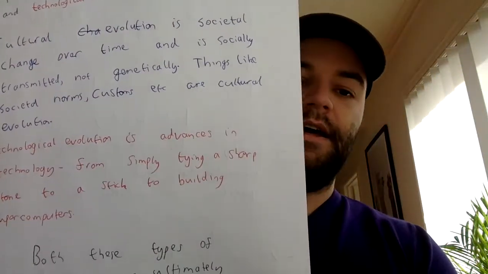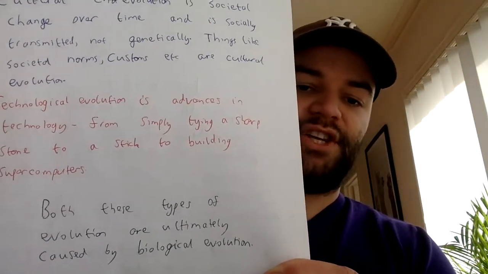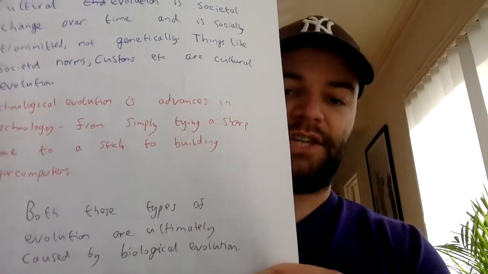But both of those types of evolution are ultimately caused by biological evolution, because both of them rely on things like grouping together socially, which is ultimately caused by genetic behaviour. And then obviously the technological evolution is linked to intelligence, which is caused by the big brain size that Homo sapiens have. So cultural and technological evolution are very interesting, but they are ultimately the result of biological evolution as well.